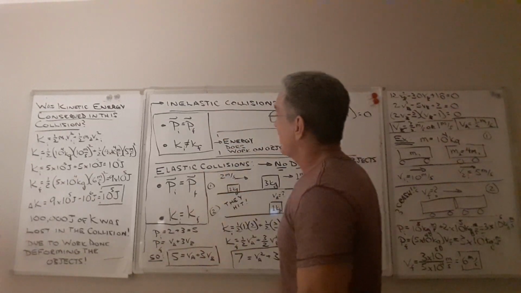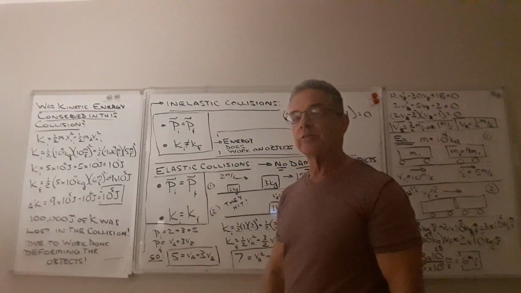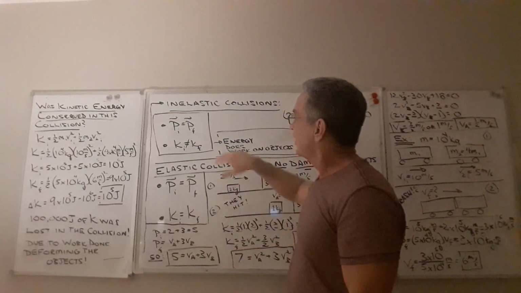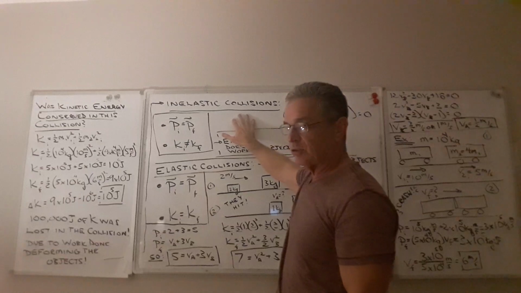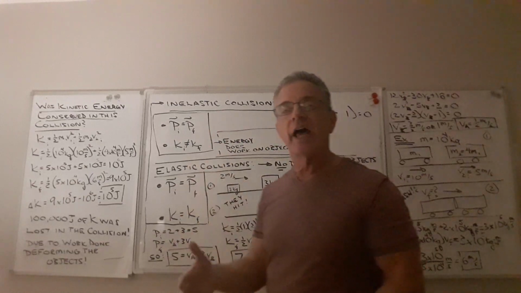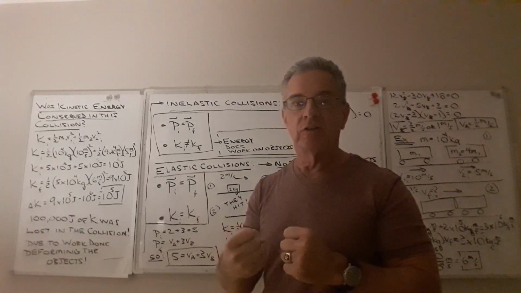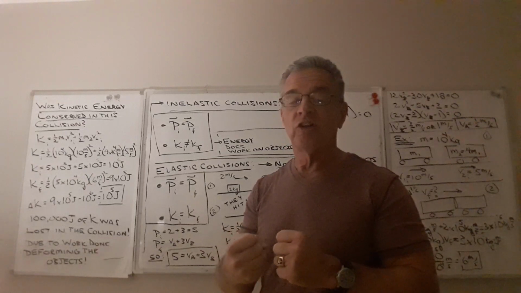So it turns out that that's a certain class of collisions. We separate collisions into several different types. The first type is an inelastic collision. If something is inelastic, when a force is applied to it, its geometry changes, and it stays changed.